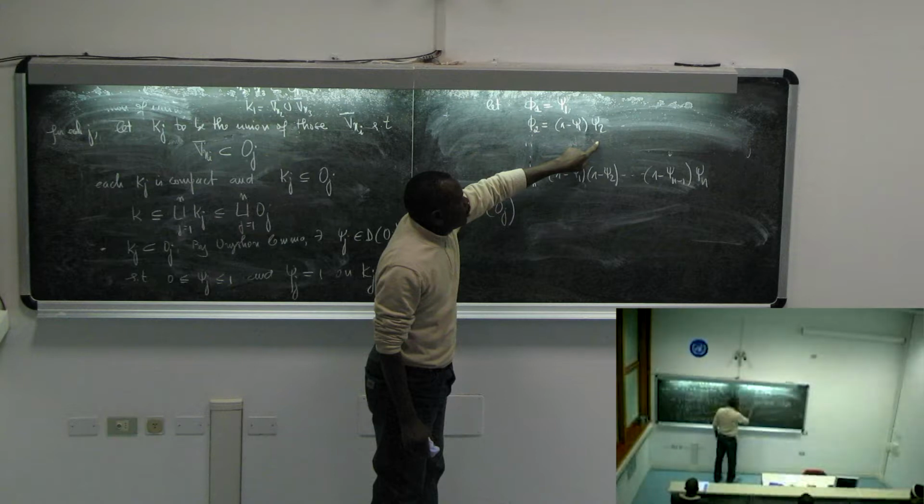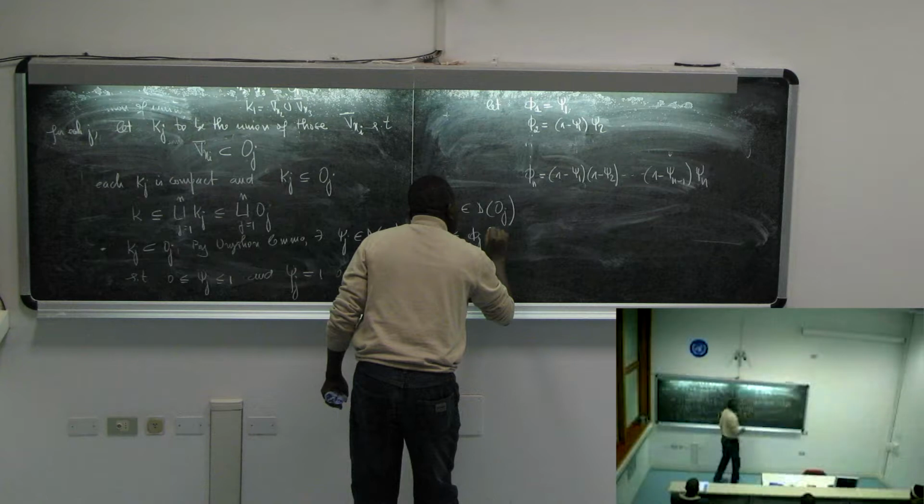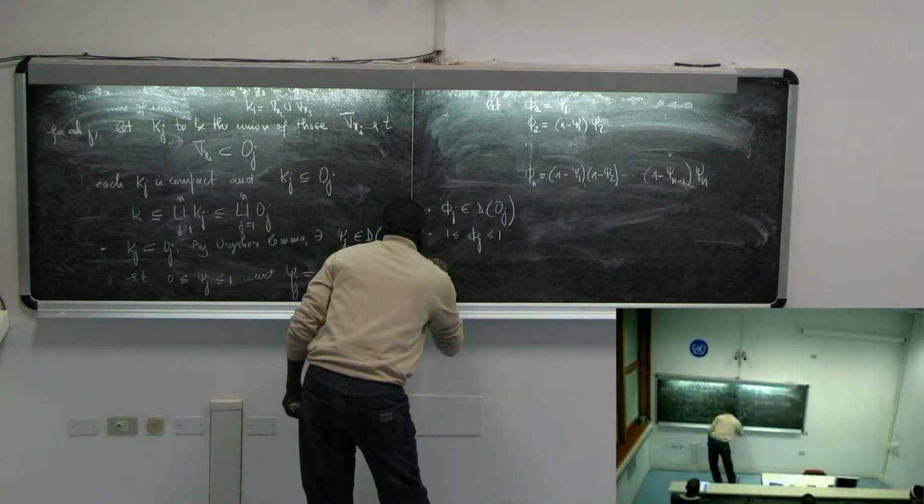So each element here is an element in G of OJ. We have 0 is less than psi j, and this is less than 1, because I have a product of elements between 0 and 1. Each element here is between 0 and 1, so each product here is also between 0 and 1. And the summation for j equal 1 to n of this phi j of x is equal to 1 for all x in K.